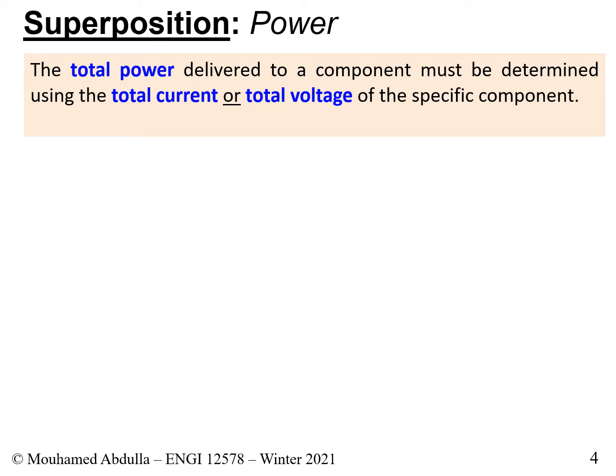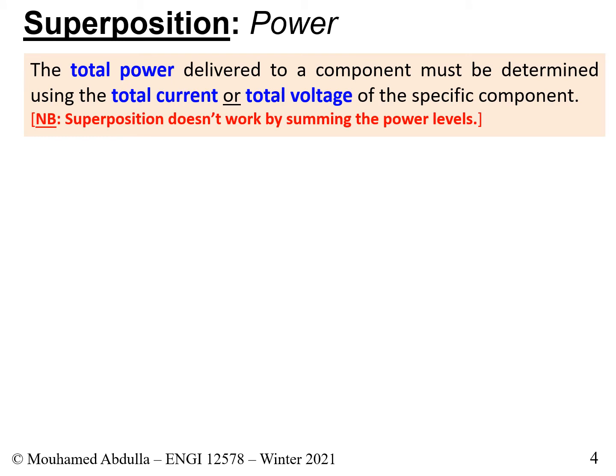If we want to find the power dissipated by a certain component, we cannot use the values of power directly with superposition. What we rather do is find the total current that we're interested in using superposition, or the total voltage in the circuit using superposition. Then, once we have the total voltage or the total current, or perhaps both, we can apply Watt's law and determine the power. We cannot find the power directly with superposition.